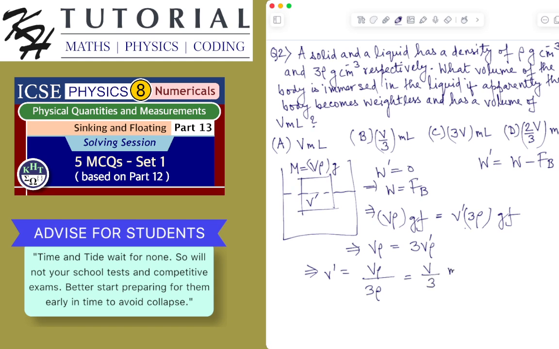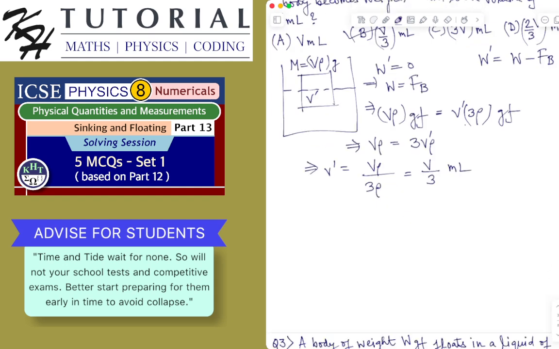So the volume of the immersed part of the body is V by 3 mL. Hence the correct choice is B. B is the correct choice. Okay, let's see the next problem.